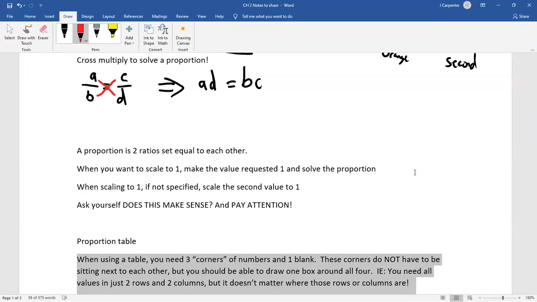Actually, I should say figuratively or literally. I just said the same thing twice, basically. Whether you actually draw this box or not. And if you draw this box, you're trying to draw a box so that inside of that table, 3 of the corners of your box have numbers and the 4th has a blank or a variable. That will always enable you to solve for the blank or the variable. So in using a table, you need 3 corners of numbers and 1 blank. These corners do not have to be sitting next to each other. There can be gaps between them. They just have to be on the corners of the box you draw. So in other words, you need all values in just 2 rows and 2 columns, but it doesn't matter where those rows or columns are.